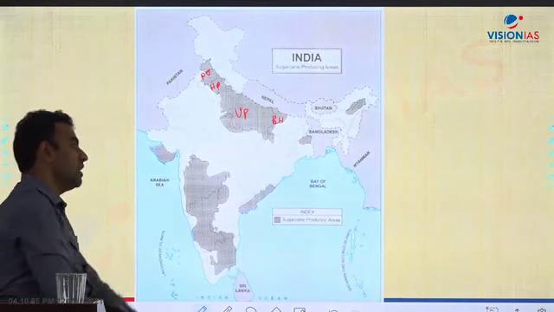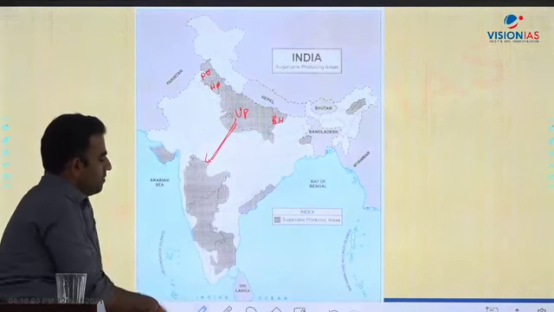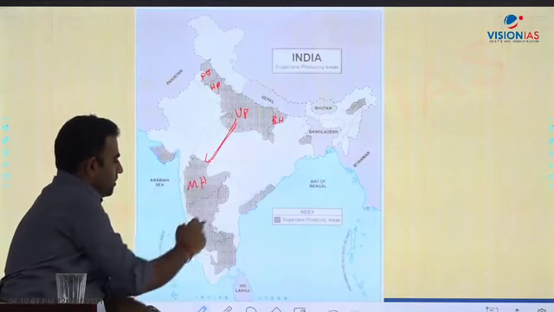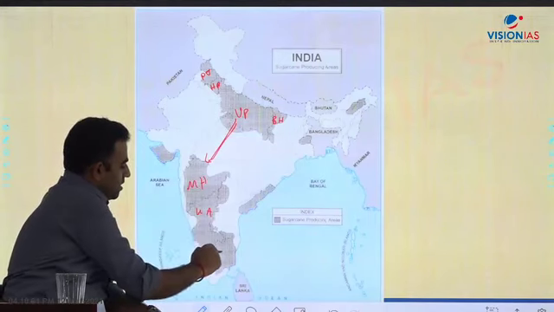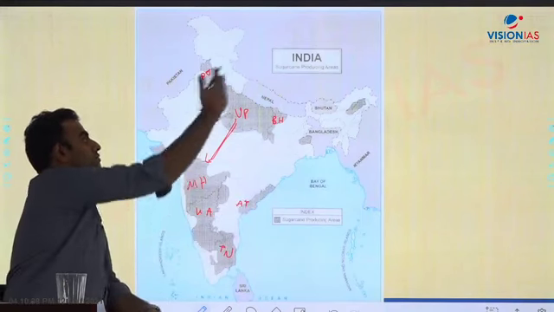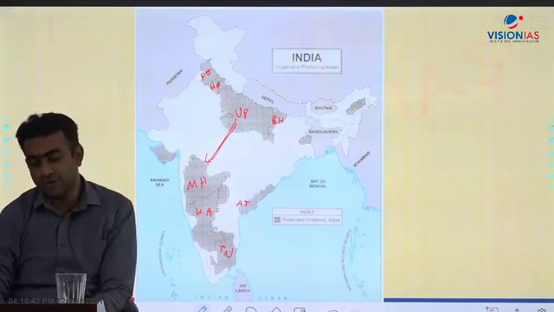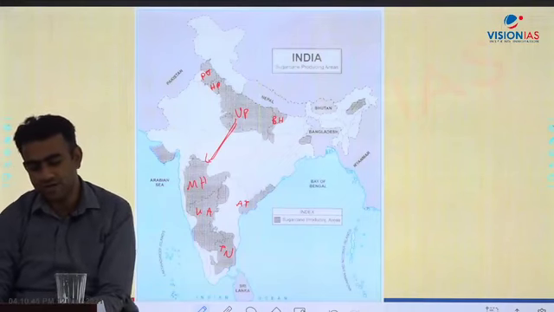This was the initial belt, but gradually sugarcane shifted to the southern belt. Majorly 4 states: Maharashtra, Karnataka, Tamil Nadu, Andhra Pradesh. Top 4 से bottom 4, they are shifted here. There are specific reasons for this. Why did sugarcane shift to southern parts?